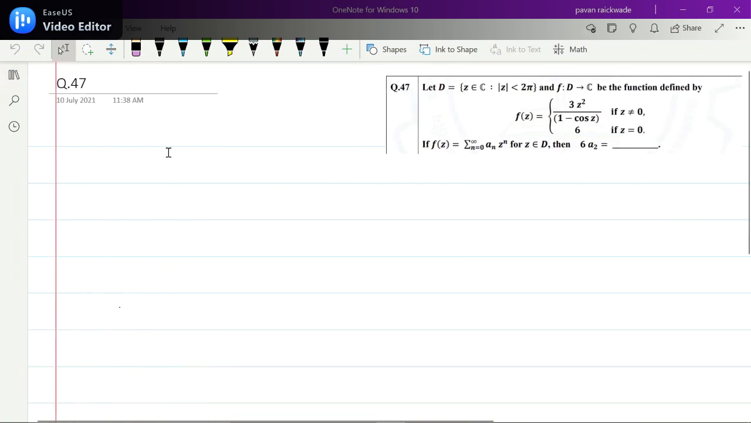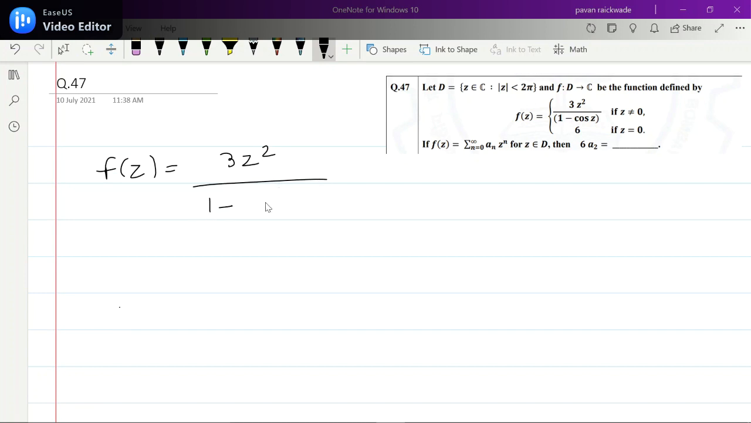In this question, we have to find the value of 6 times a2, which is the coefficient of z square. Okay, a2 is the coefficient of z square. The function is given: f of z equals 3 times z square divided by 1 minus cos of z. Okay. This is Taylor series, right? We have to expand this function in the Taylor series. So let's try to expand.